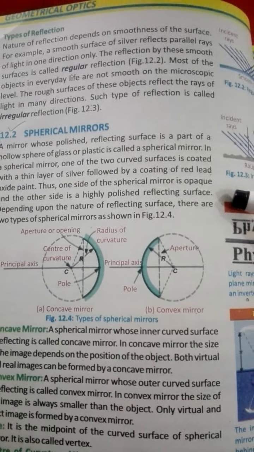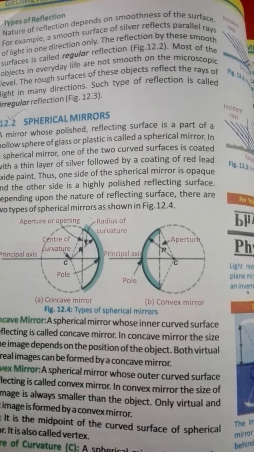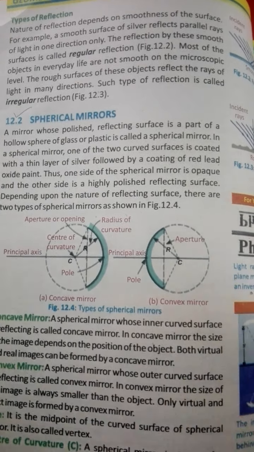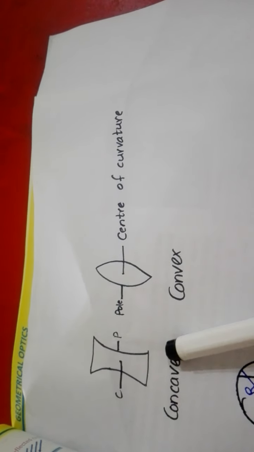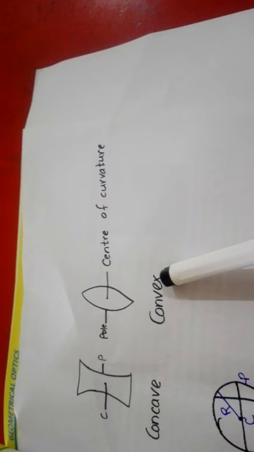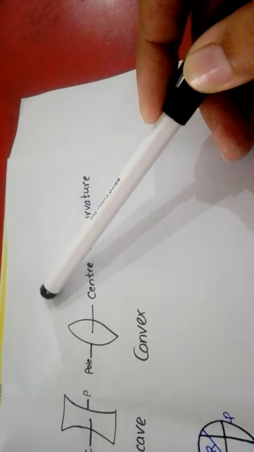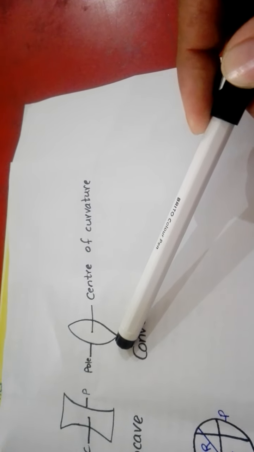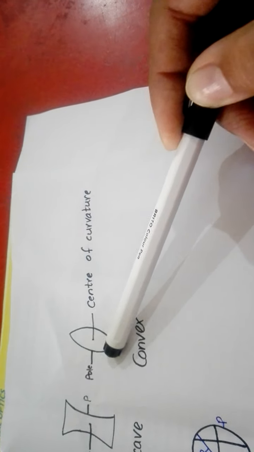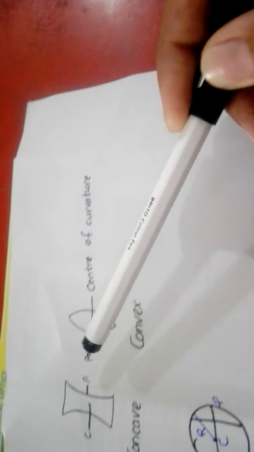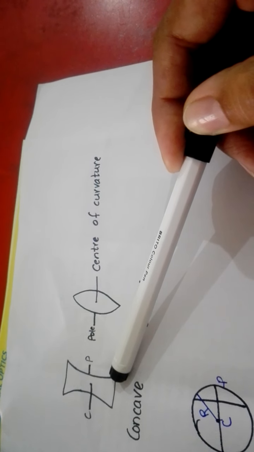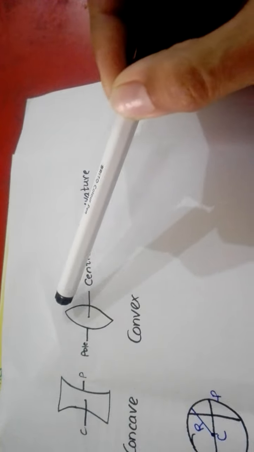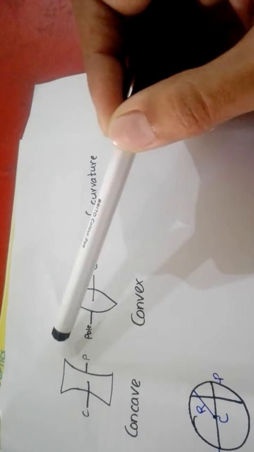Due to that coating the surface will be reflecting. After this we have two spherical mirrors, concave mirror and convex mirror. Here I show you two mirrors. This is the concave, this is the convex. Convex is the mirror whose outer surface is the curved. Like you see, this outer surface is the curved. And concave mirror whose inner surface is the curved. Clear? Convex is the outer curved surface and concave is the inner curved surface.